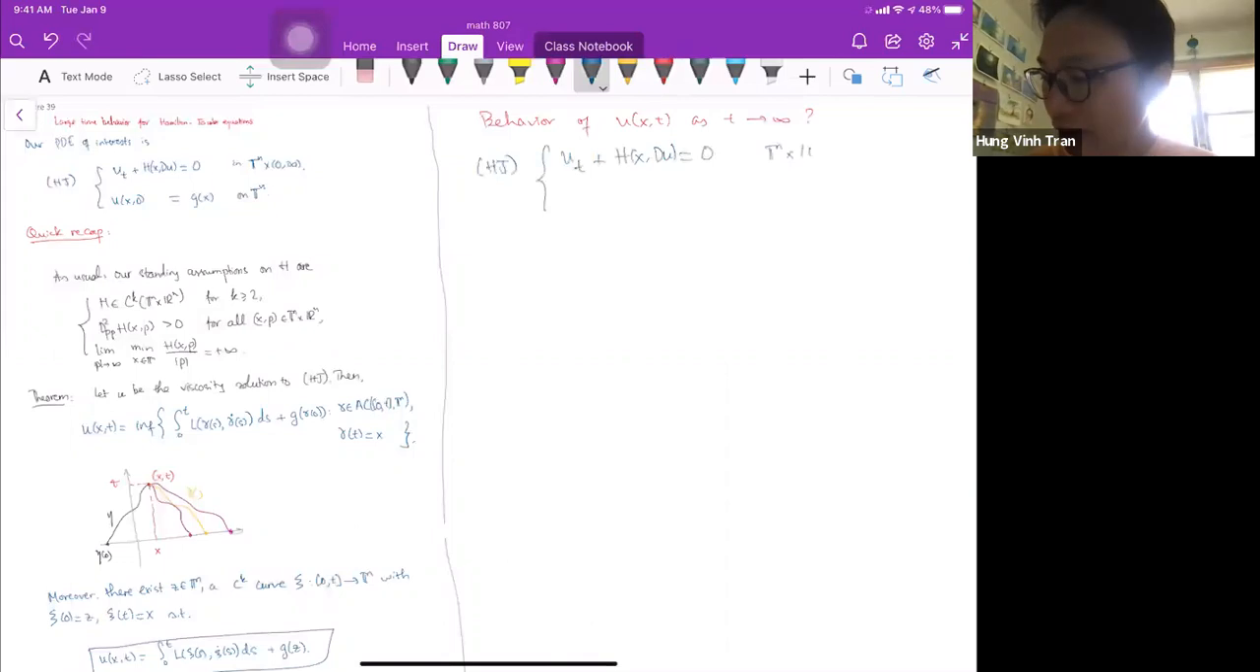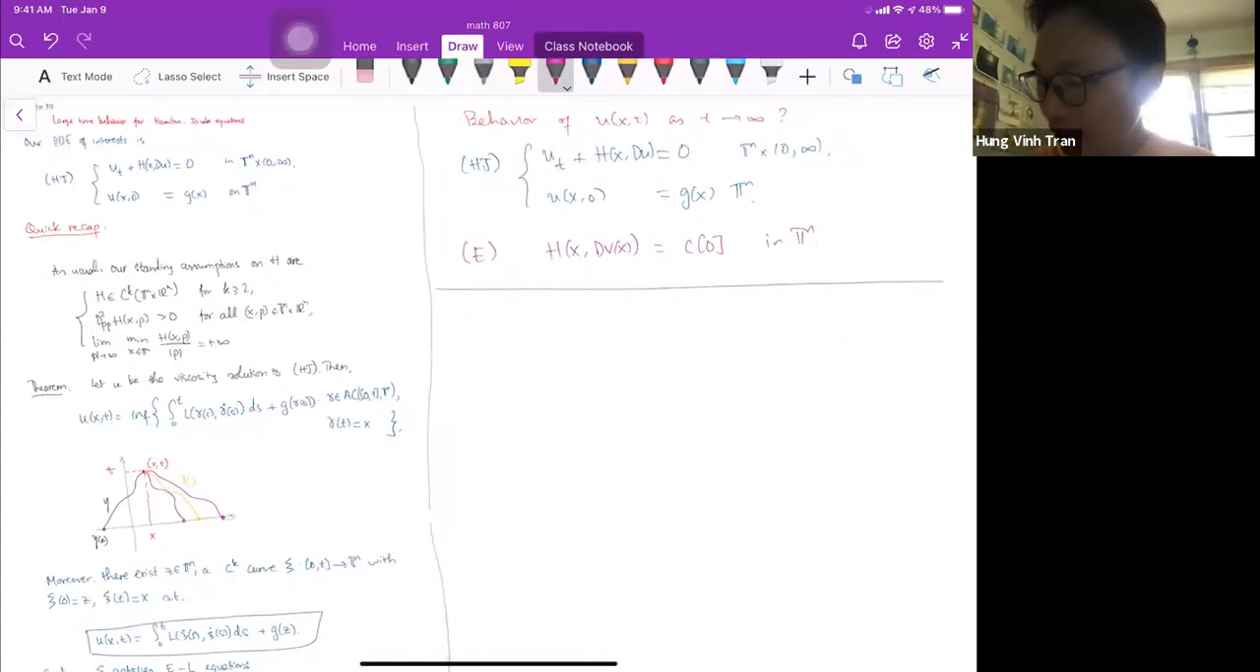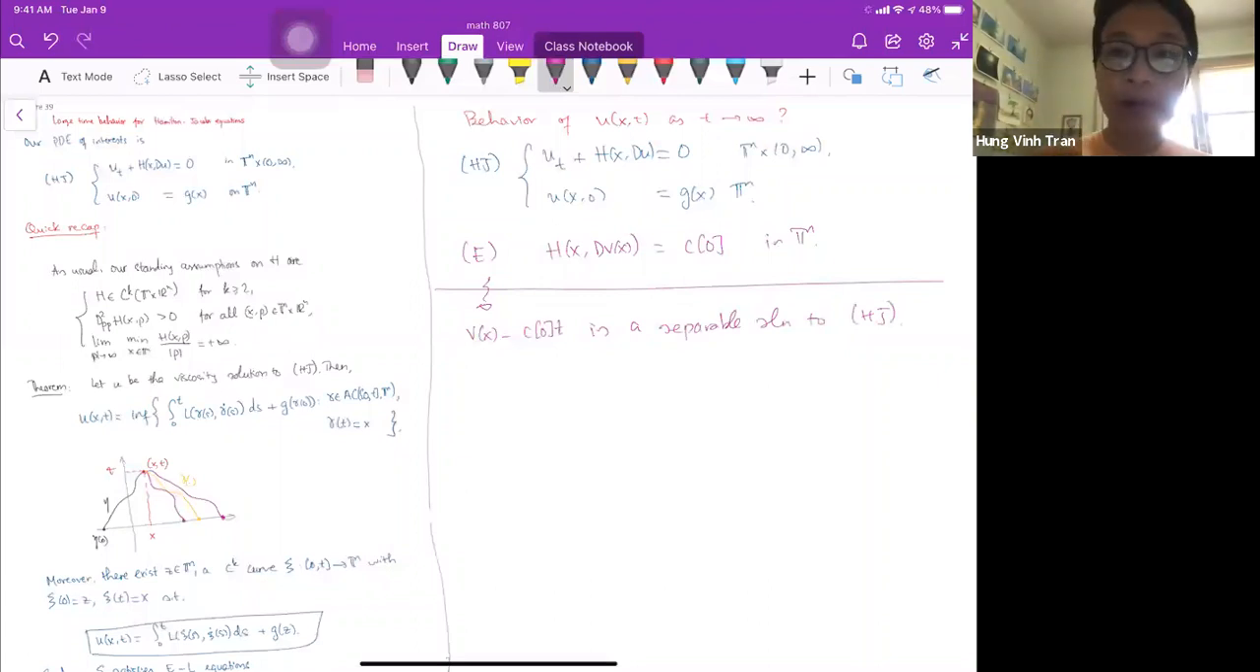This is in the periodic setting. I'll say that this doesn't cover everything. This is just one setting. And this one corresponds to the ergodic problem. The ergodic problem reads H(x, Dv(x)) equals c naught in the torus. And it's clear from the ergodic problem that v(x) plus c naught t, minus, I always feel confused with the sign, is a separable solution to the Hamilton-Jacobi equation, separable in space and time.